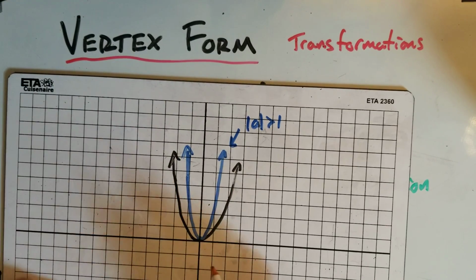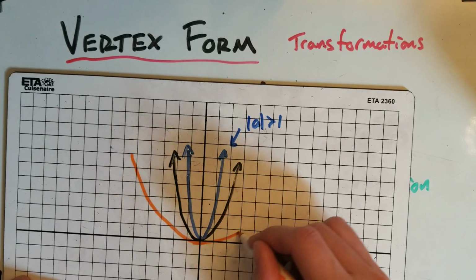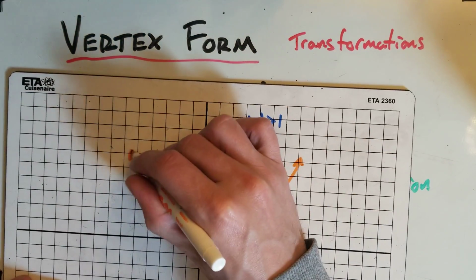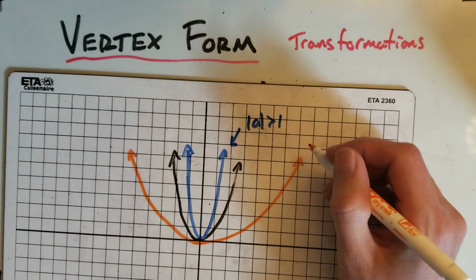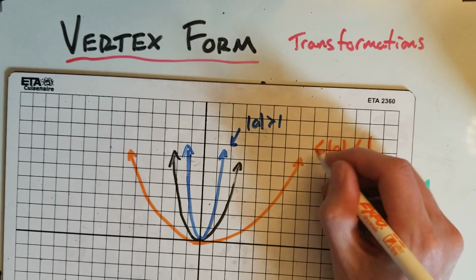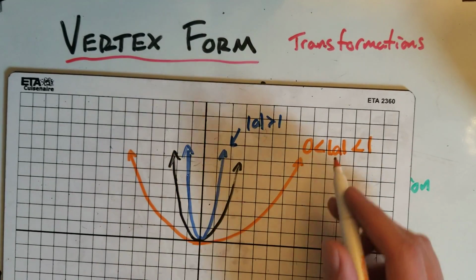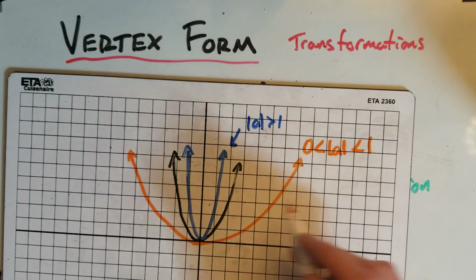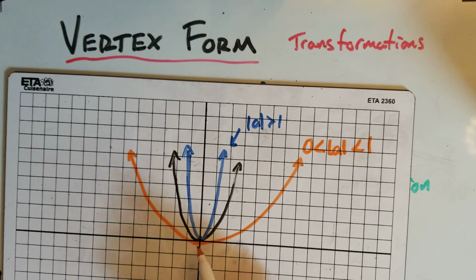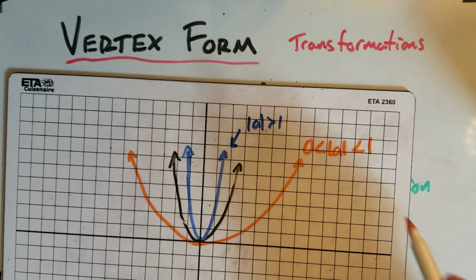What we also could have is a graph that ends up being wider, which would look something like this. It's still a parabola, it's just a wider parabola. And that's going to happen when your absolute value of a is less than 1 and greater than 0. Absolute value still will be greater than 0. So like 1/2, 2/3, 3/4, those type of values, the graph will become wider in comparison to that black graph. And these are called dilations.